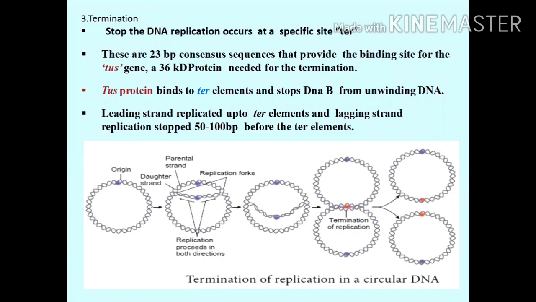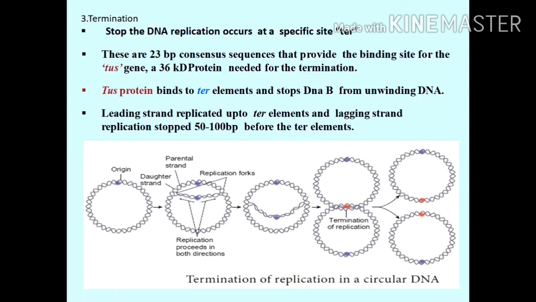The last step is the termination process. Termination is very important and it stops DNA replication at specific sites known as Ter sites. These are 23 base pair consensus sequences that provide the binding site for the Tus protein, a 36 kilodalton protein needed for the termination. The termination site is also conserved by a group of nucleotide sequences. Here the Tus protein prevents the helicase activity and then stops the replication process.